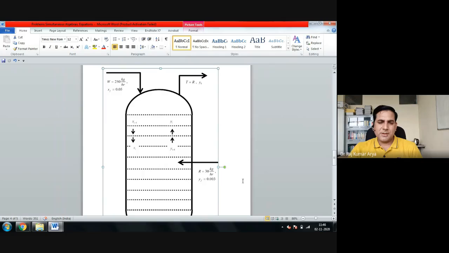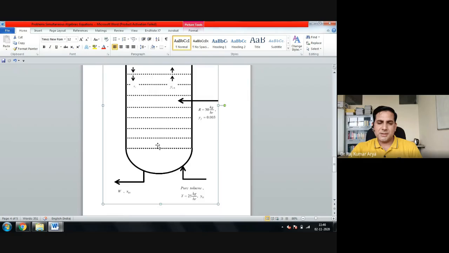So this is what you have here. Water is entering from the top, and here you have something R, the recycled part. You are feeding 30 kg first. So these are the conditions where you are feeding. Here you are feeding water, and at the bottom you are feeding pure toluene.